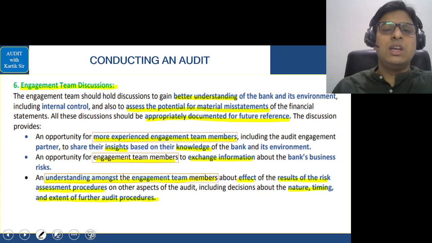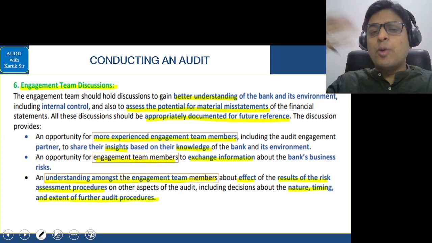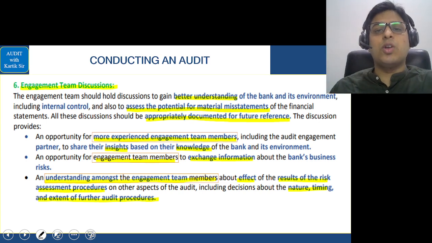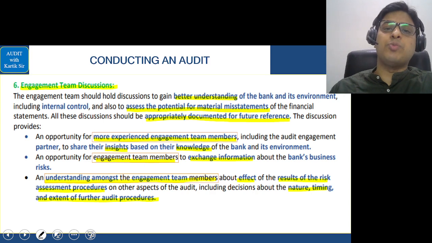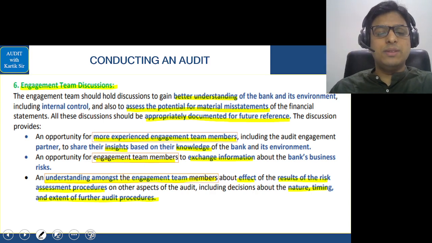And understanding among the engagement team members about the effect and the results of risk assessment procedures on other aspects of the audit, including decisions about the nature, timing, and extent of the further audit procedures. Only when they discuss will they come to know about the risk, and only when they come to know about the risk will they decide the response to it. That is your further audit procedures, nothing but your SA 330. Identifying and assessing the risk is SA 315, and when you respond to the risk or do further audit procedures based on those risks, it is called SA 330. Comfortable to understand this? That is your engagement team discussions. This is your 6A.